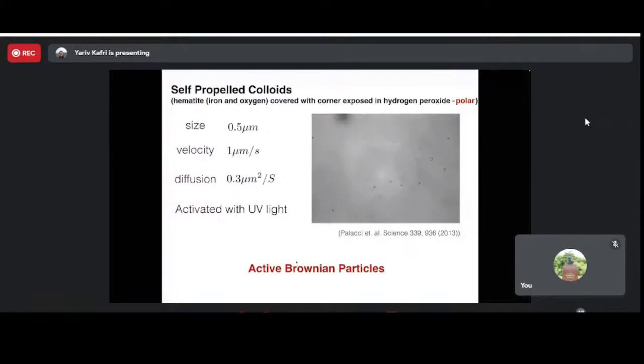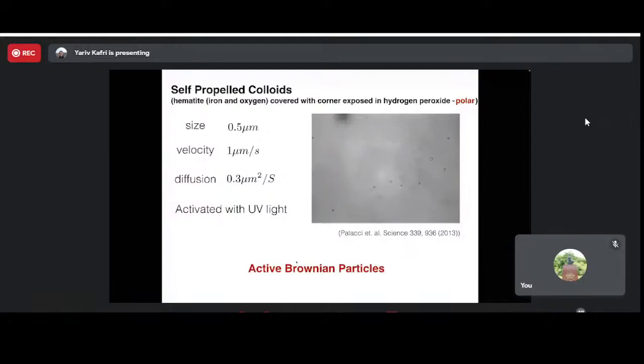Here I'm showing again a very old example from the Dave Pine group of self-propelled colloids. These are again about a micron in size. They're hematite colloids, so it's a mixture of iron and oxygen. And they're covered with plastic. And there's one tip, you can see it here, which is exposed to the solution, which is hydrogen peroxide.